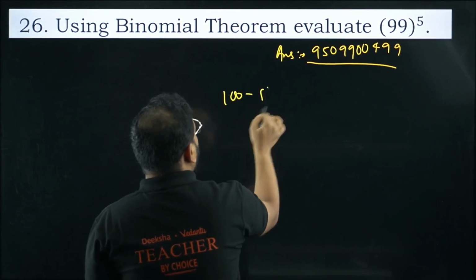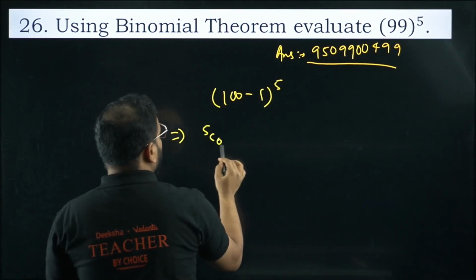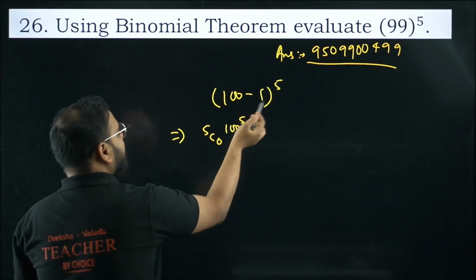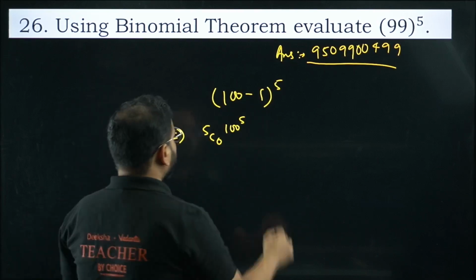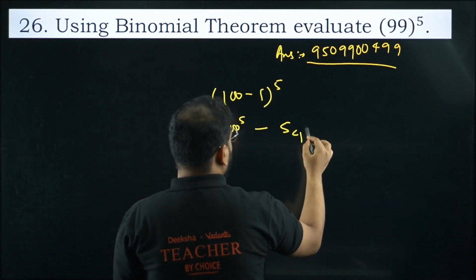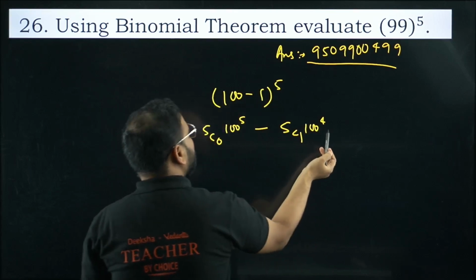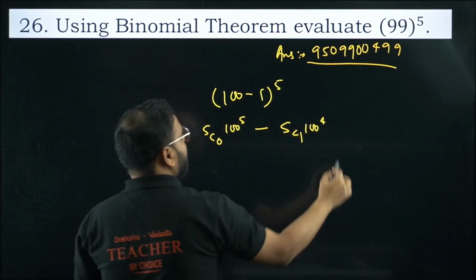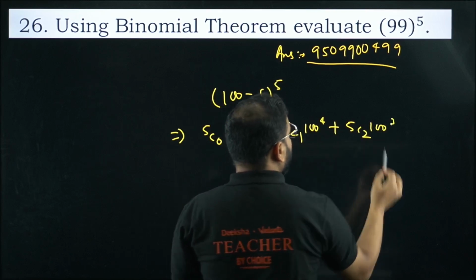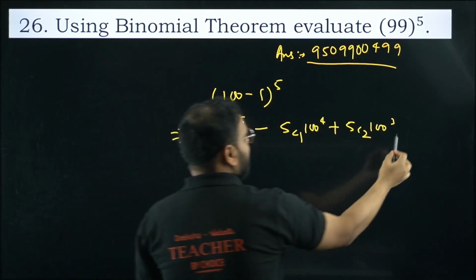(100 minus 1) power 5. Okay, so go from here. 5C0 100 power 5. This will remain as it is. Odd multiples will be negative over here, so I get this minus sign. 5C1 100 power 4, and I'll have simply minus 1, but I've taken the minus sign already, plus again 5C2 100 power 3. And (minus 1) power 2 will make positive again.